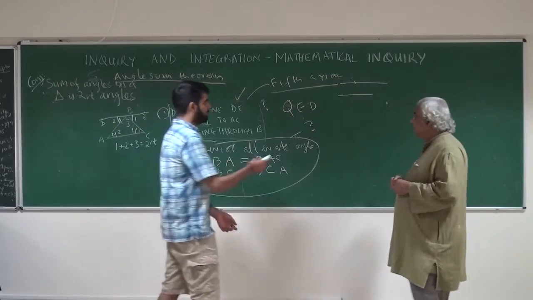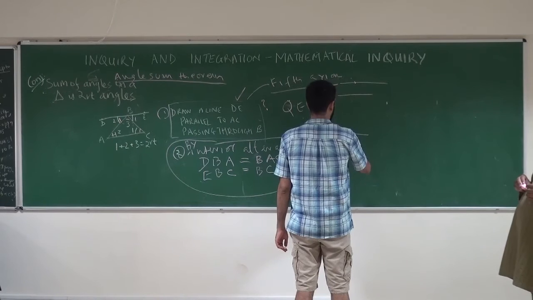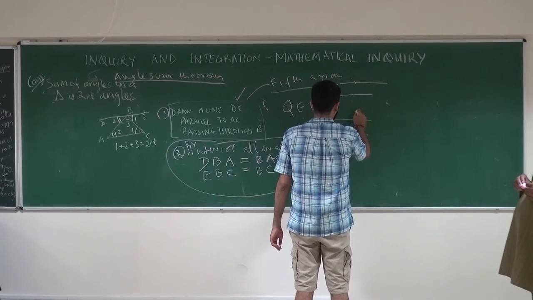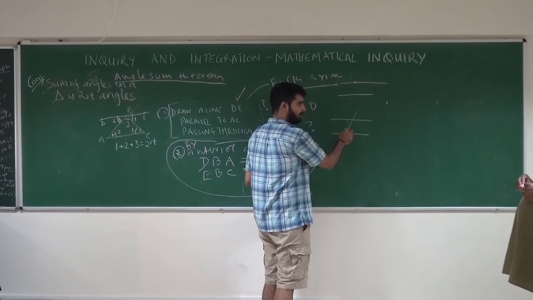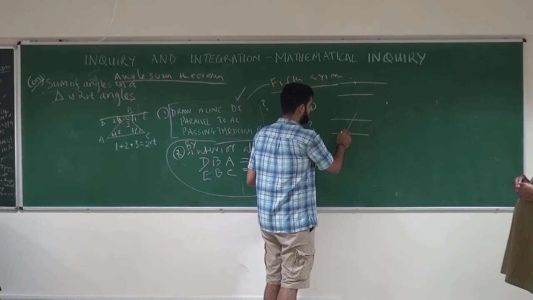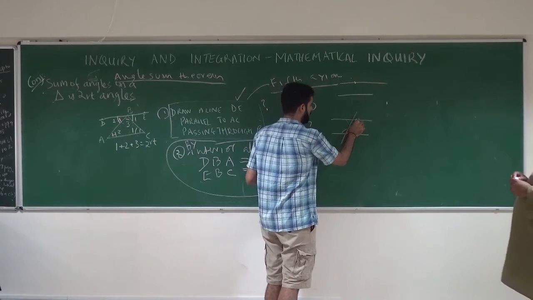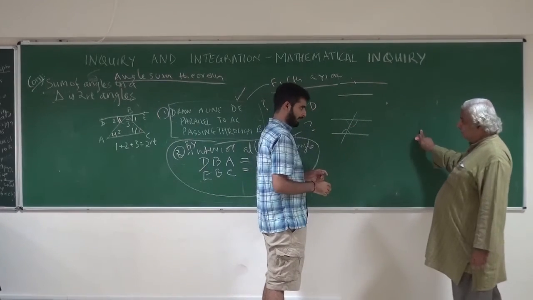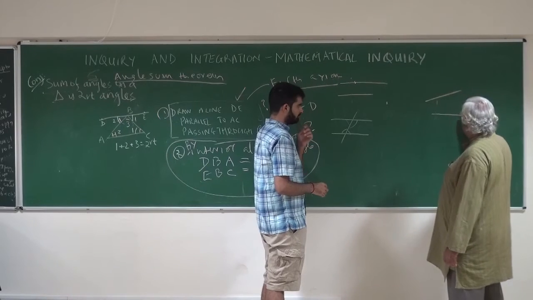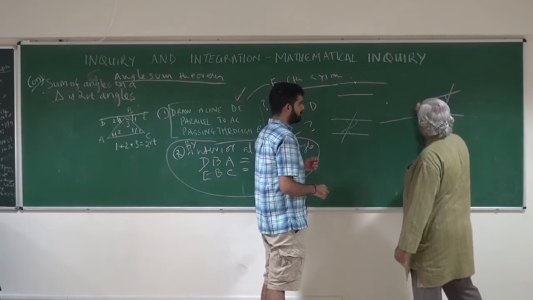So another way of stating the fifth postulate is, if you have this line going through two lines, and the sum of these two angles is less than 180 degrees, less than two right angles, they will meet. If this is less than two right angles, it will meet here. So if it is like this, this will be less than two right angles, and the lines will meet somewhere if you extend them.